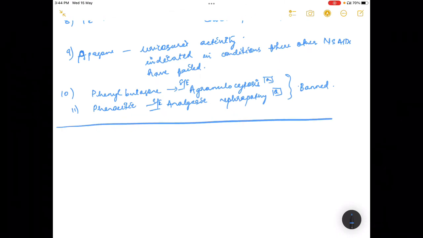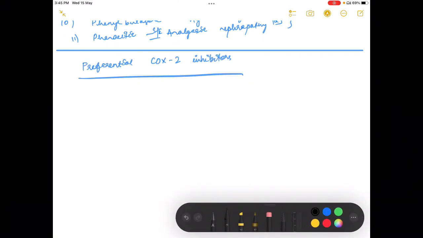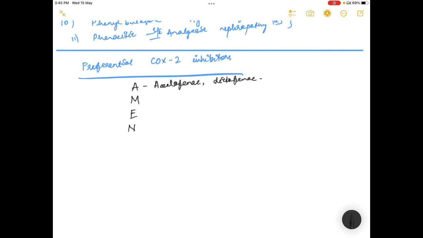Now coming to the preferential COX-2 inhibitors. So what are the preferential COX-2 inhibitors? This you can remember by the mnemonic AMEEN. A for aceclofenac, diclofenac group of drugs, M for meloxicam, E for etodolac, and N for nabumetone. Okay, so these are clinically used just like the non-selective COX inhibitors.